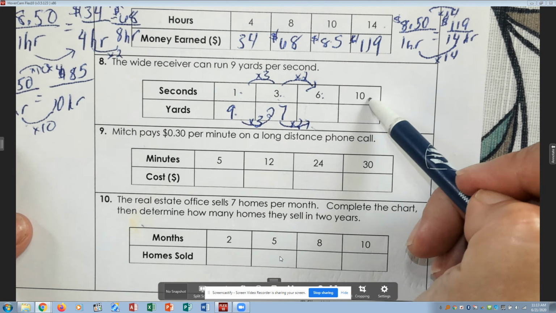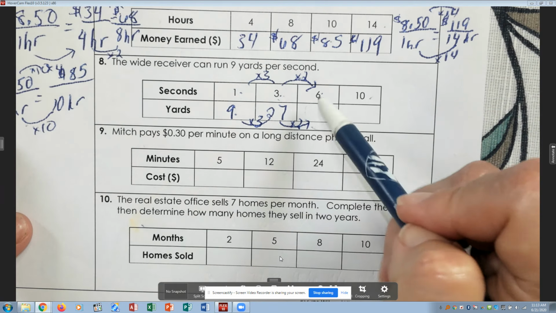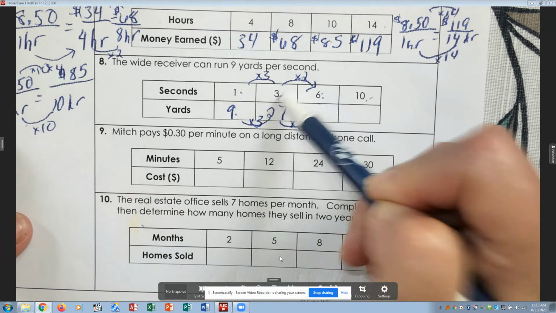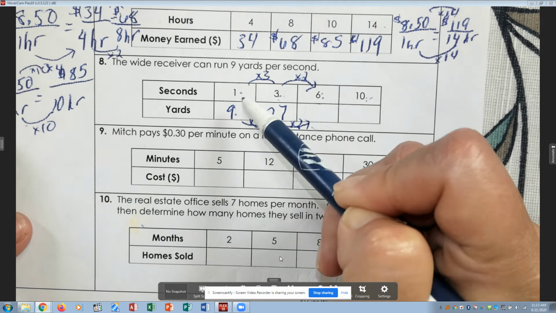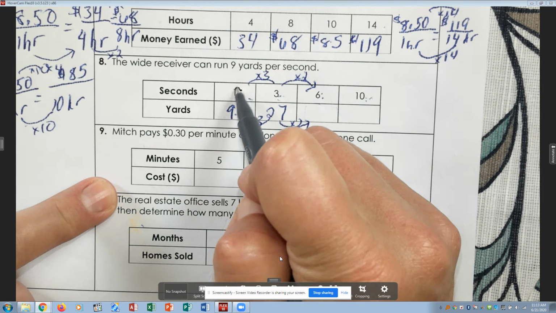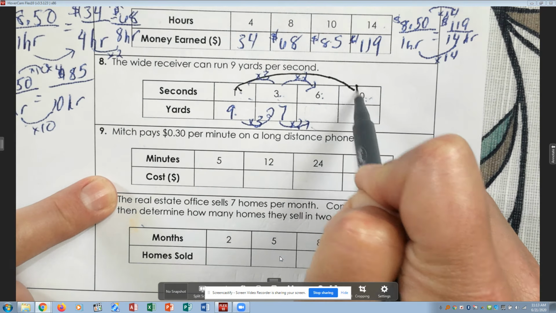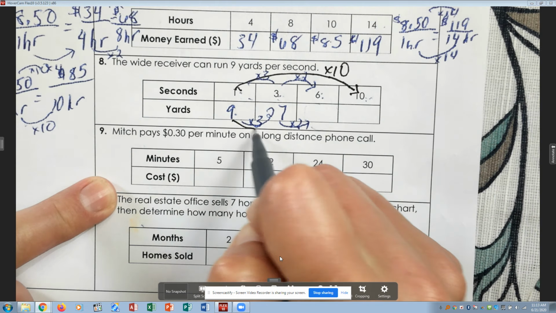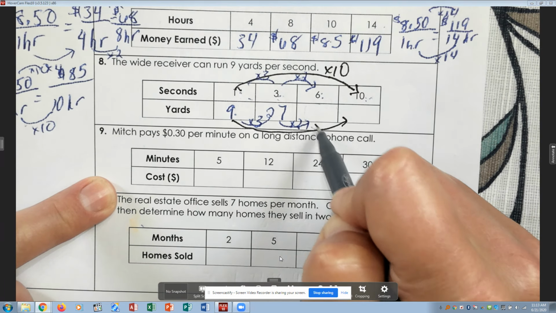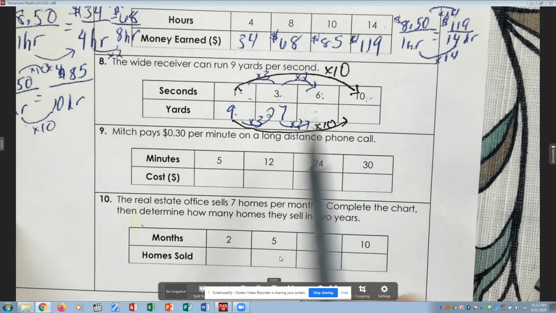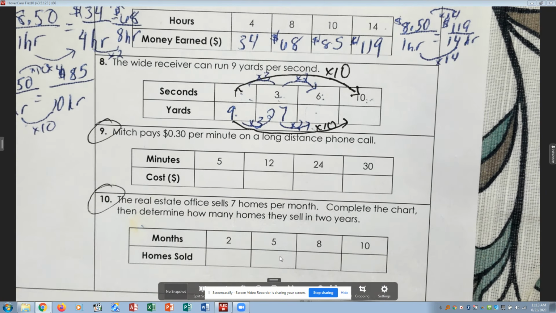Okay, what about 10 seconds? All right, 10 is not a multiple of 6, and 10 is not a multiple of 3, but 10 is a multiple of 1. So I'm going to make this big leap from 1 to 10. So 1 times 10 is 10. What would this be? Okay, so finish these two and then do 9 and 10.